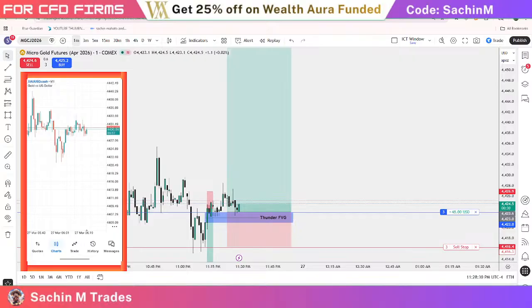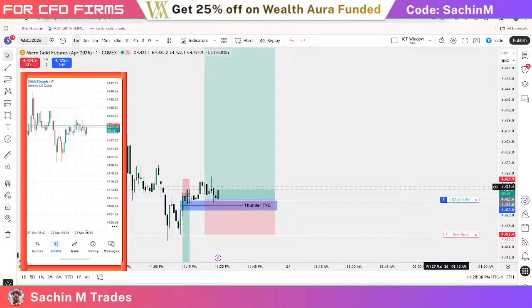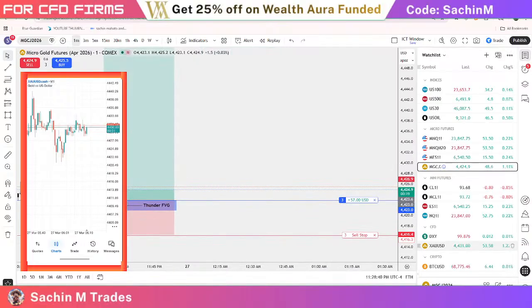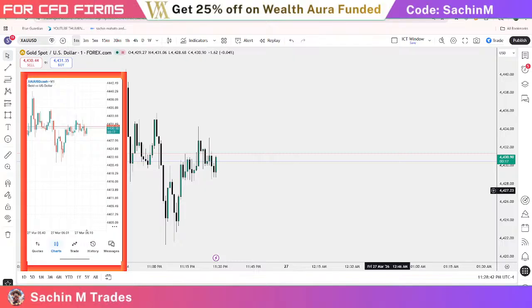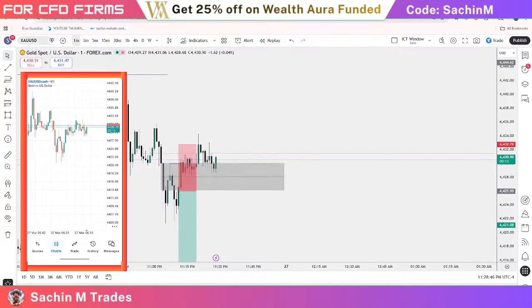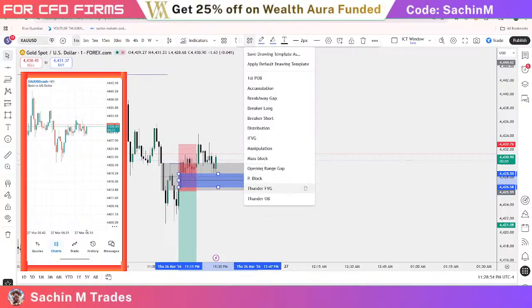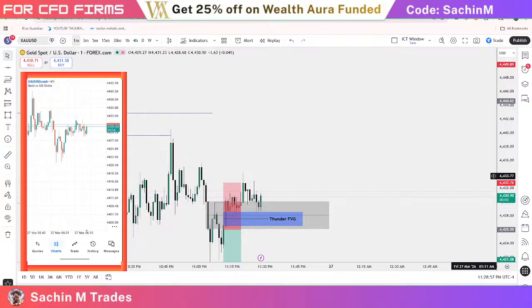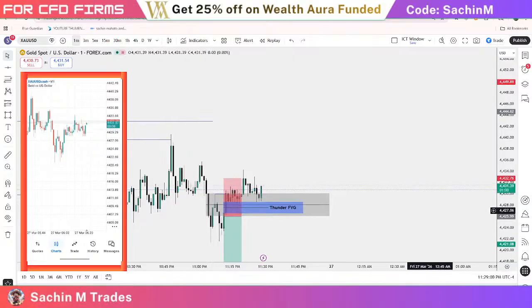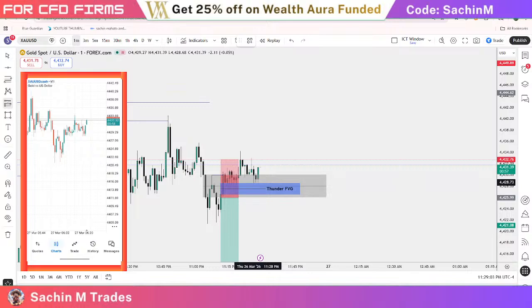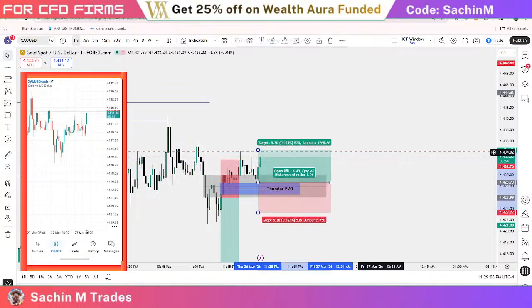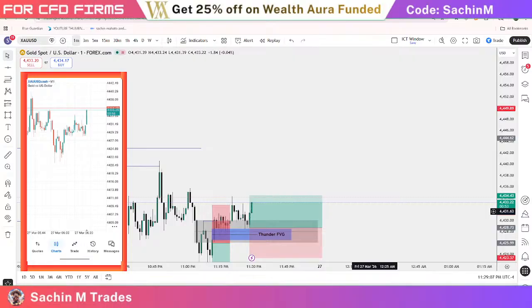Hello, I have returned now, and I want to get into this trade in my CFD account as well. But for that, I will use another model, I mean another setup. We are currently trading this standard fair value gap, this Thunder FVG. We have aimed for a 1 to 5 trade from here. We have entered here, stop loss is here, and our exit at 1 to 5.